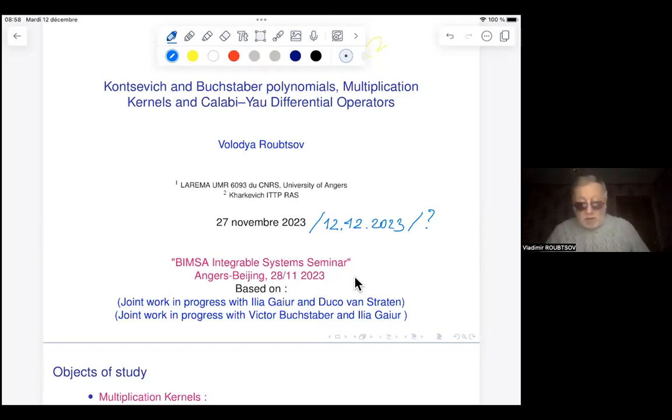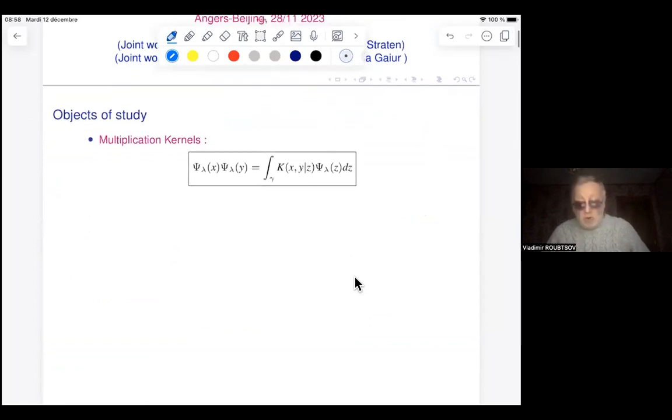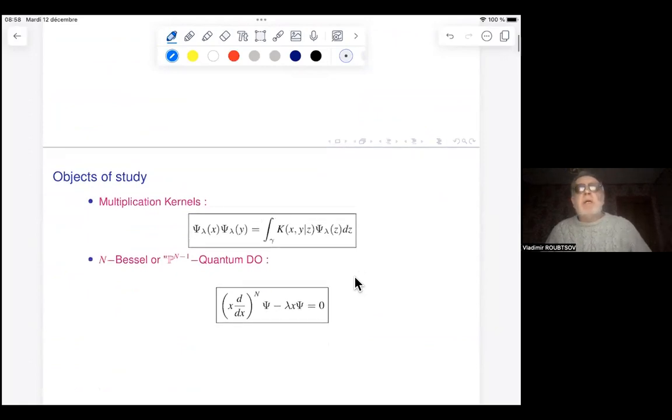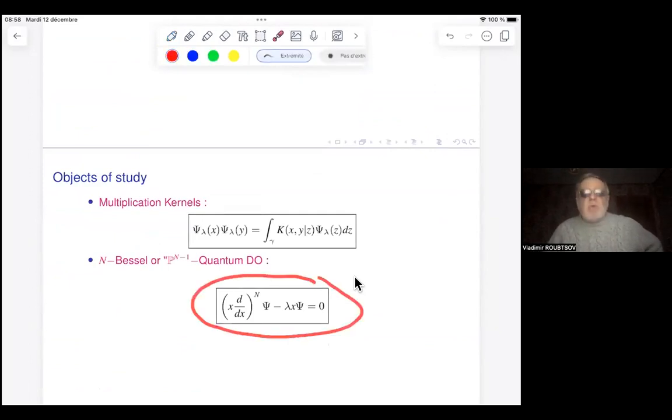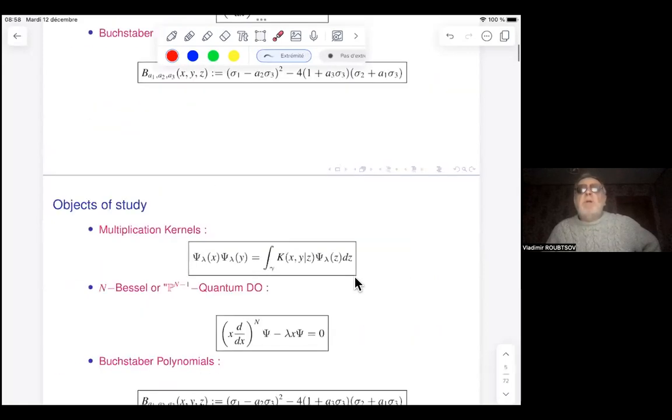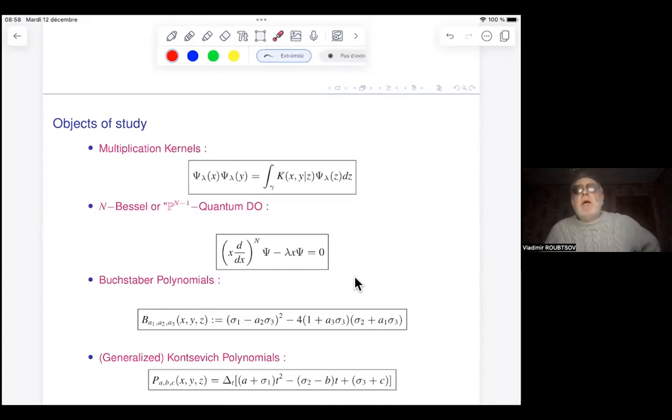Okay, I will just briefly remind you that we discuss so-called multiplication kernels, and this is a general background of all these stories. But formally, we will speak mainly about the kernels related to special operator, which we called quantum projective space operator, or Bessel operator for simplicity. And with the another part of the story, it's a story of two families of polynomials, symmetric polynomials of three variables, which are dependent on three parameters. And these polynomials we refer as Buchstaber and generalized Kontsevich.